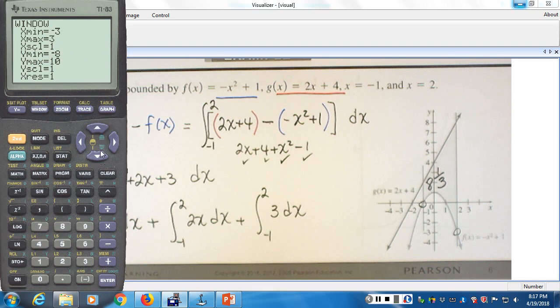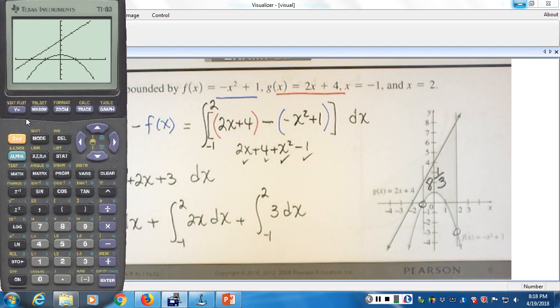So the calculator chose to go from -8. Well, we don't really need to go to -8. We could go to -4. And 10's fine, but we could stop at 8 because we don't really need to go that high. And that looks a little bit more like the graph that I've got over here on the side. But it still shows us the same thing.